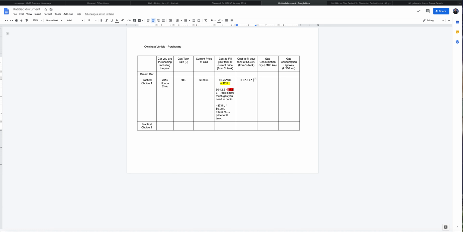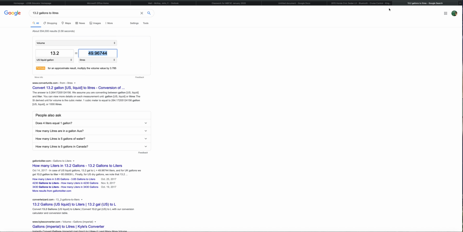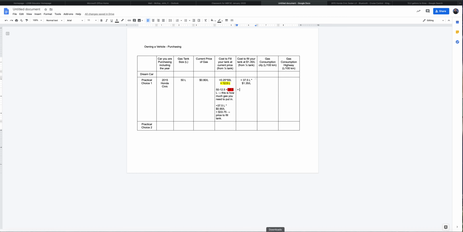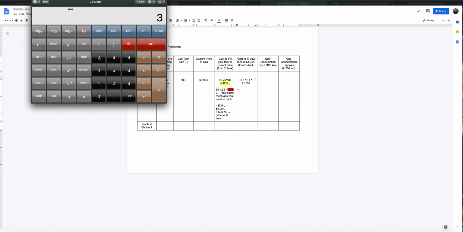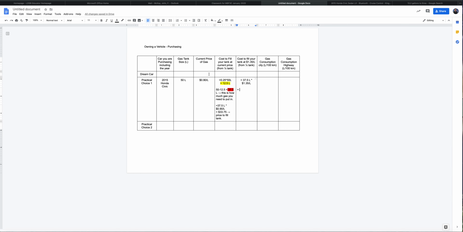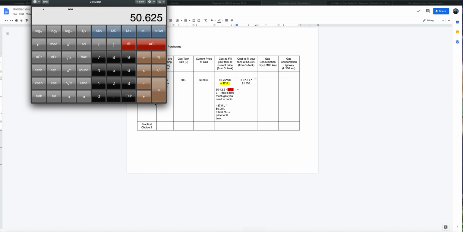You're taking the 37.5 and multiplying it by the price, just like what we did down here, to figure out how much it's going to cost. But this time we're talking about if the gas price is $1.35 per liter. So we're going to get a number. Pull up our calculator: 37.5 multiplied by 1.35. It's $50.63.